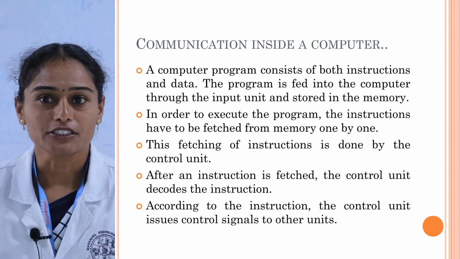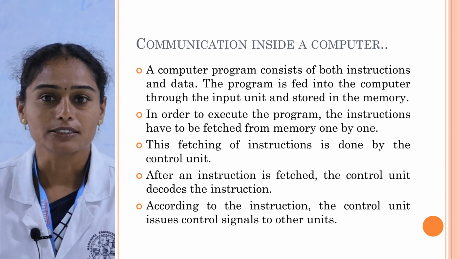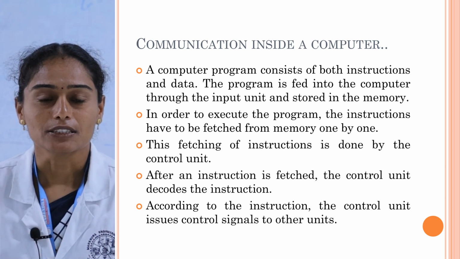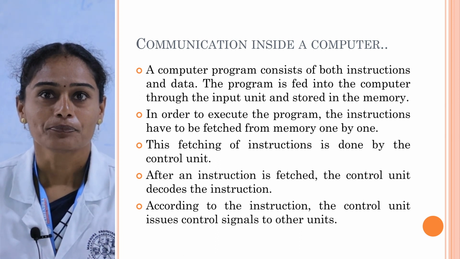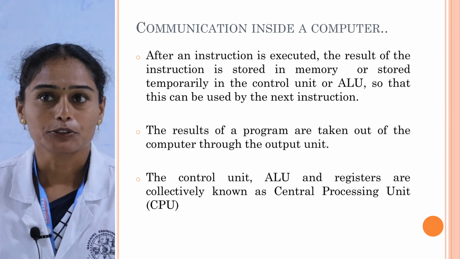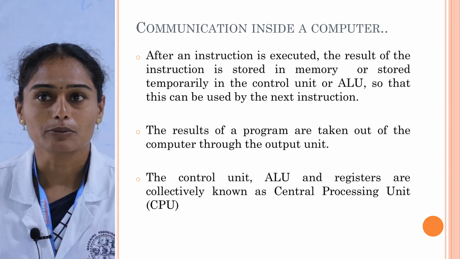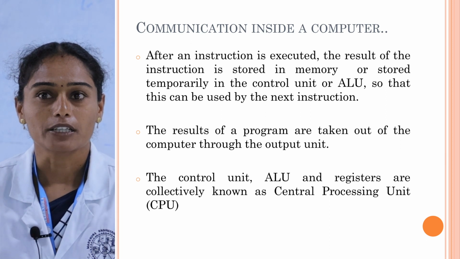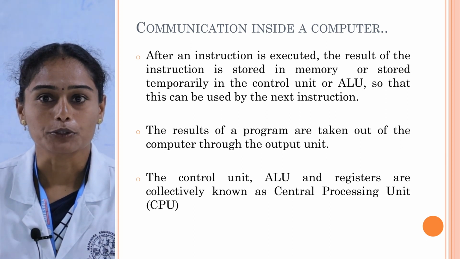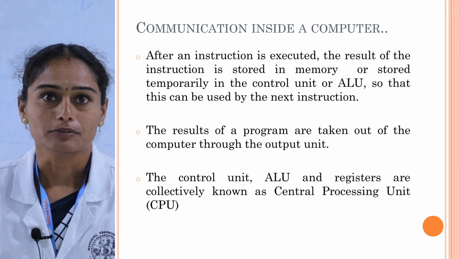After the instruction is fetched, the control unit decodes the instruction. According to the instruction, the control unit issues control signals to the other units. After the instruction is executed, the result of the instruction is stored in the memory or stored temporarily in the control unit or ALU, so that this can be used by the next instruction for the execution. The results of the program are taken out of the computer through the output unit. The control unit, ALU and registers are collectively called the CPU or central processing unit.